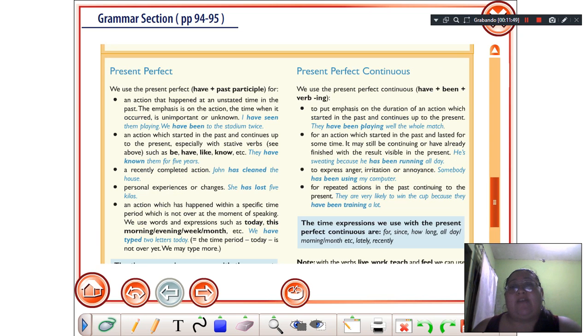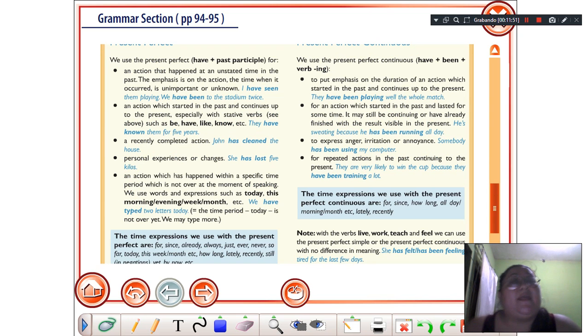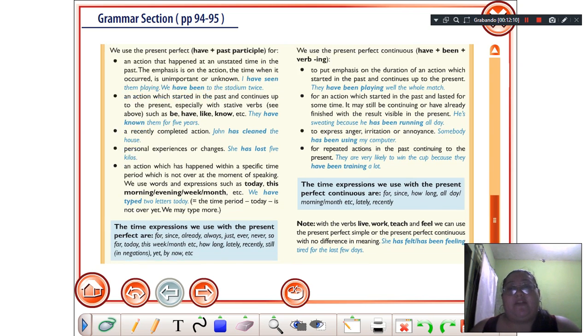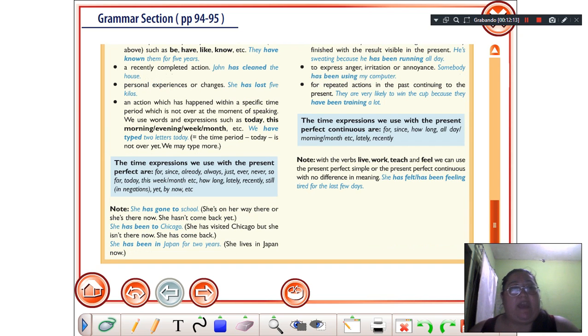And the specific time expressions we are going to use in the present perfect continuous are a little similar to the present perfect: for, since, how long, which is very specific, all day, all morning, all month, lately, recently, okay? It is very important that you remember the grammatical structure. And if you don't understand the difference between the tenses very well, I need you to ask me, okay?